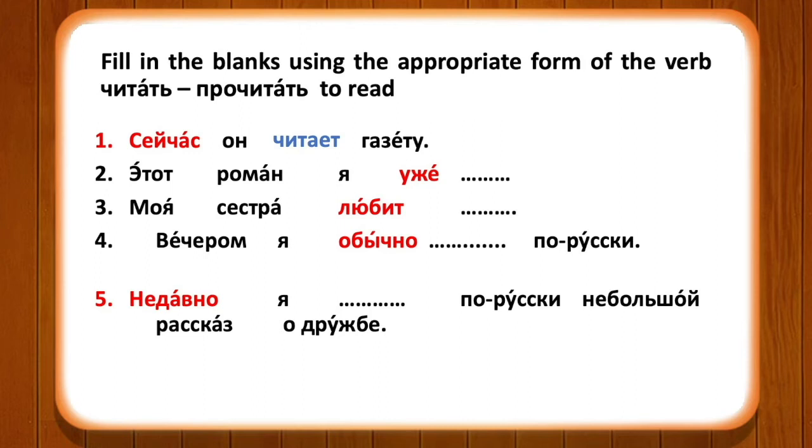In the second sentence, let us see which verb will be used. Этот роман я уже, роман means novel, so this novel, уже means already, so this novel I have already read. So here уже indicates the completion of an action. To denote completion of an action, we use the perfective aspect. So here the verb that will be used will be прочитать, and you will use it in the appropriate form. You will conjugate according to the pronoun я. So этот роман я уже прочитал.